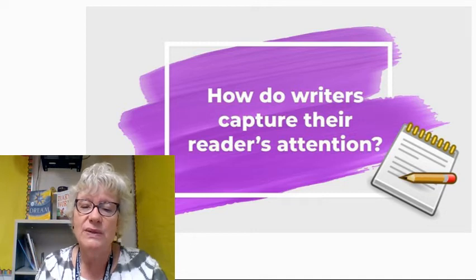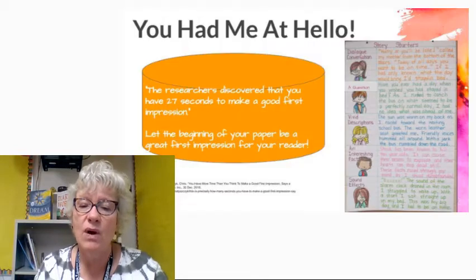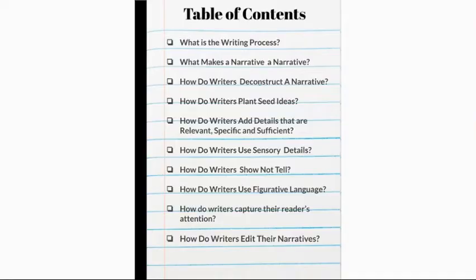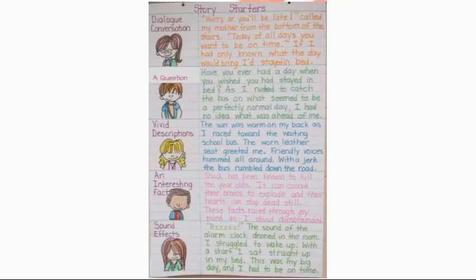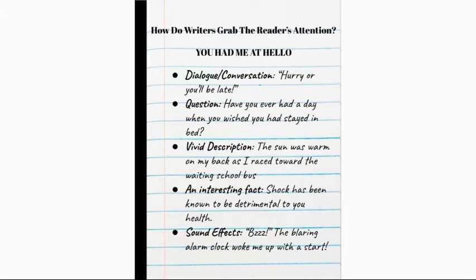The first thing I want you to do is actually open up your writer's notebook, either the digital one or your print one, and then open up the Pear Deck. If we look at the table of contents on the digital writer's notebook, the lesson we are focusing on is how do writers grab the reader's attention. If you have a print notebook, I want you to open up a new page and write that title. Then in the Pear Deck, you will see these story starters. I want you to take some notes about the different kind of story starters that there are, and write some of those notes and examples in your notebook.